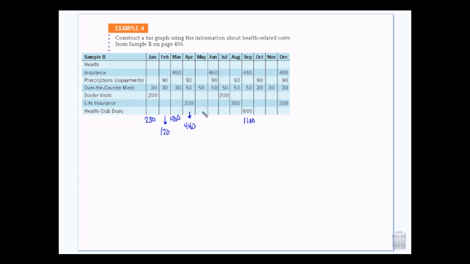440. 50. 590. 250. 440. 120. 30 and 540 plus 30 is 570 plus 300 is 870. I don't think I did that right. Oh, I did. 870. Okay, so yeah, September's the most expensive.